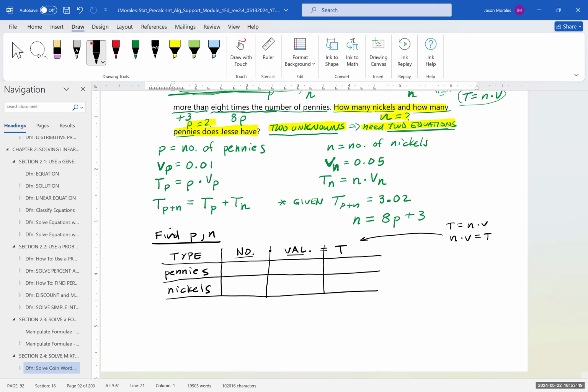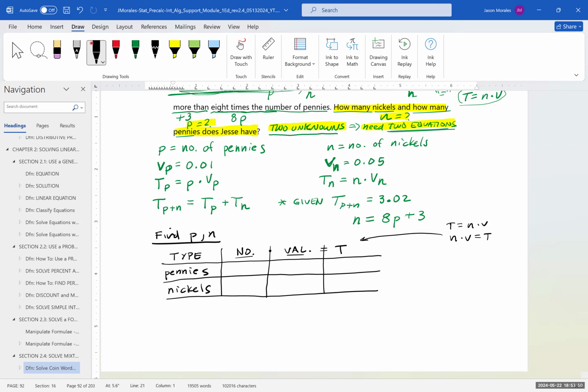All right. So let's fill this in. The number of pennies is this variable p, and the value of a penny is 0.01. So the total value for pennies is going to be p times 0.01, like that.